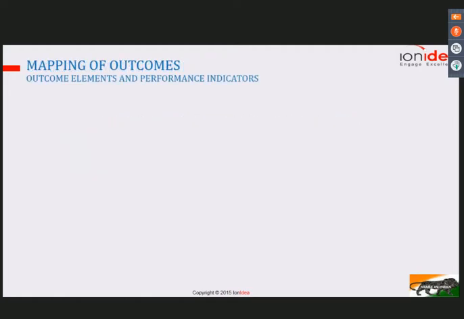So next is mapping of outcomes. As we all know, right from the beginning, the institutes have missions and mission elements. Again, we have the department vision and mission. For every program, we have program educational objectives. Further, the program educational objectives are split into program outcomes, and to achieve these program outcomes, we have the course outcomes. Every course has course outcomes.